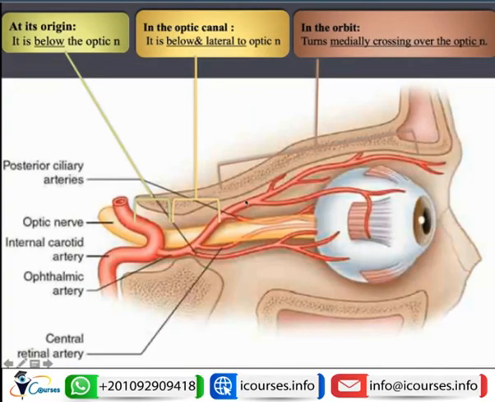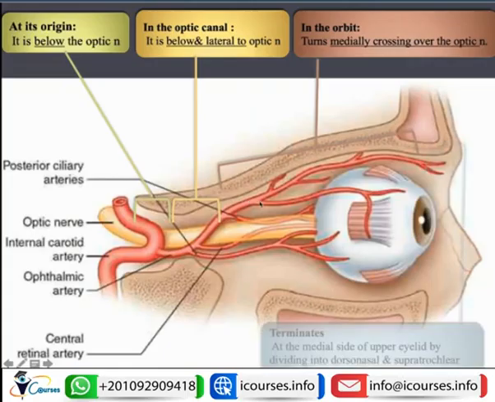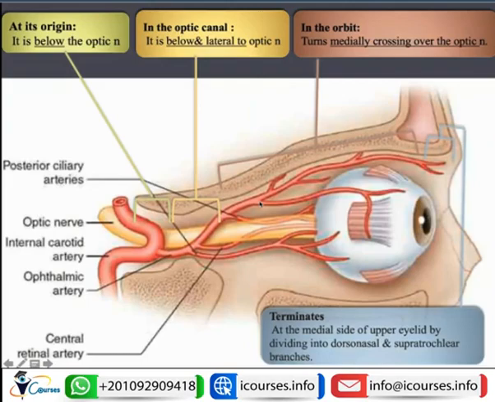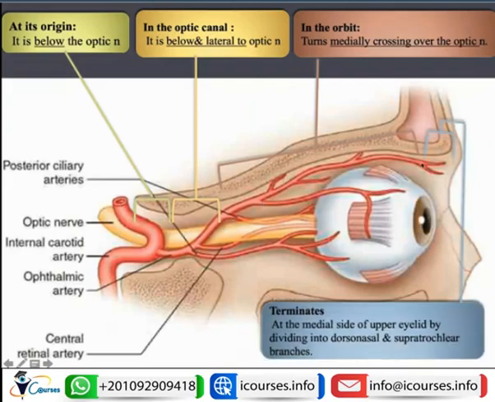Then at its end, it will give the supratrochlear artery and the dorsal nasal artery. So these terminal branches will be located medially, and they will represent the terminal branches of the ophthalmic artery.